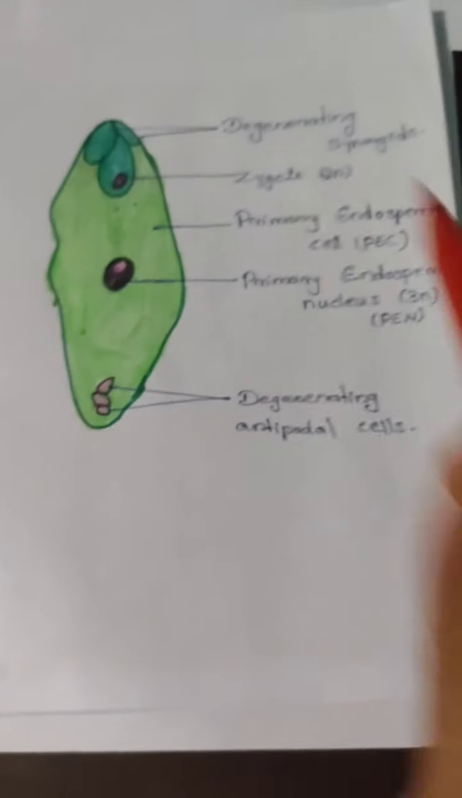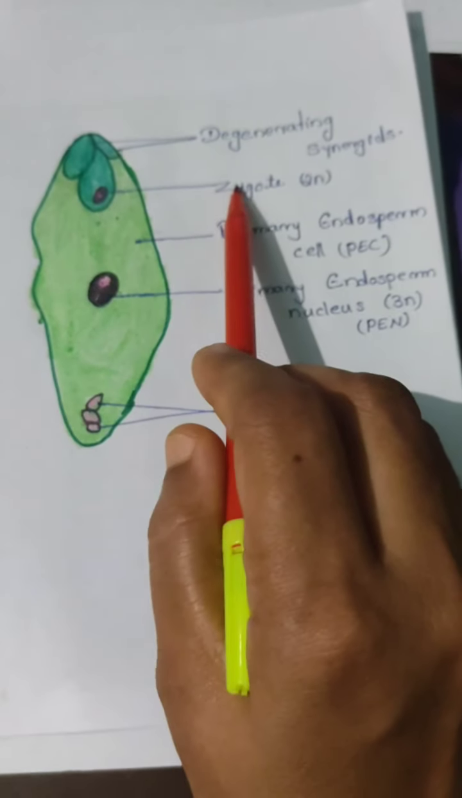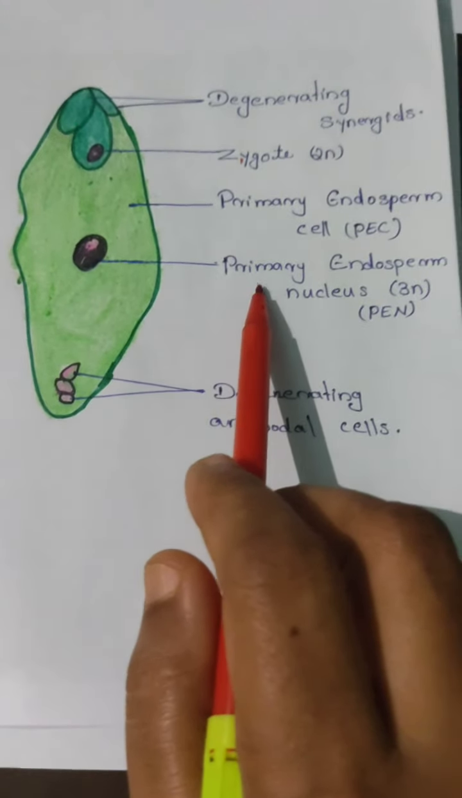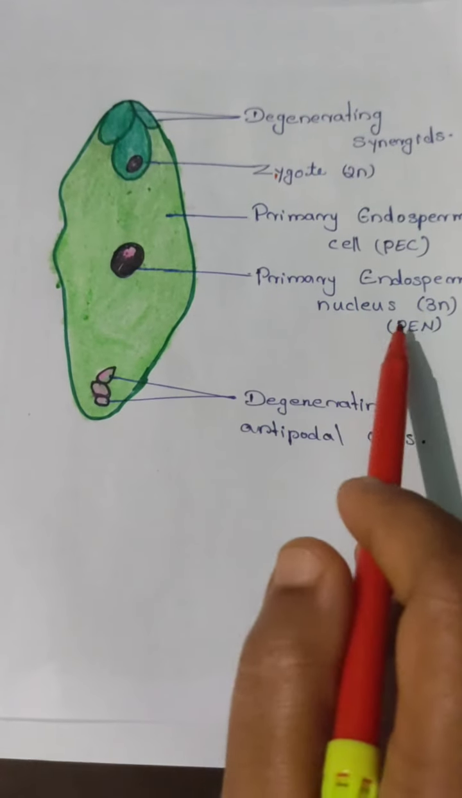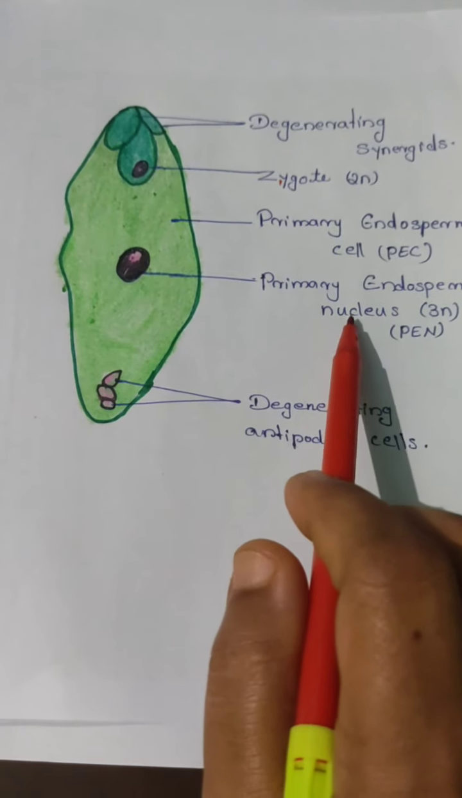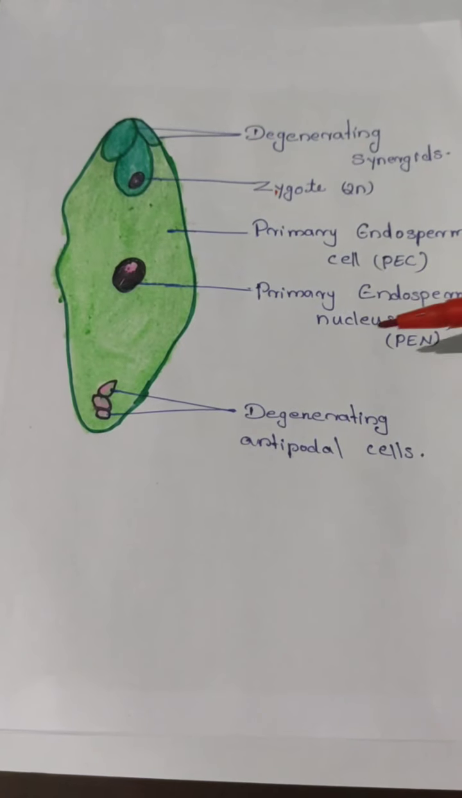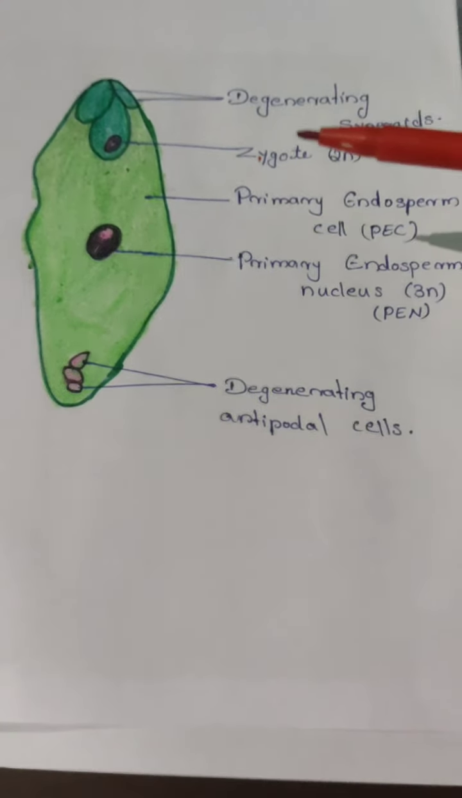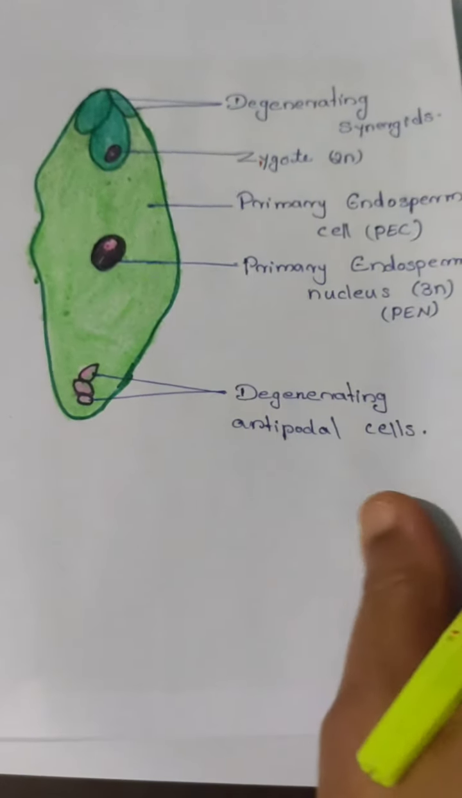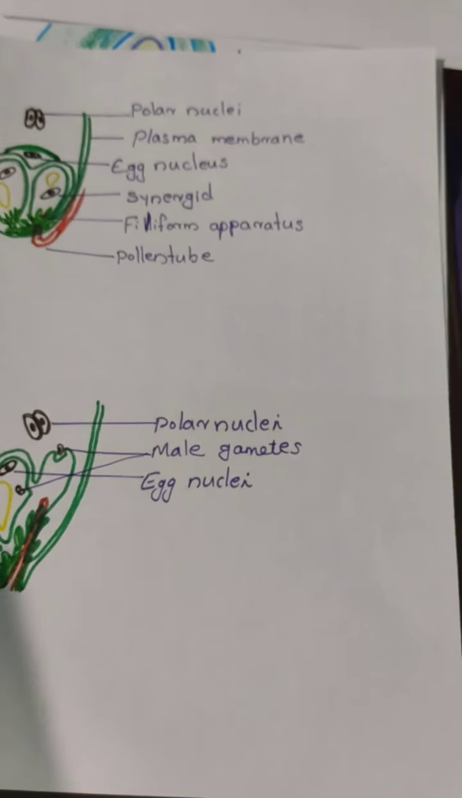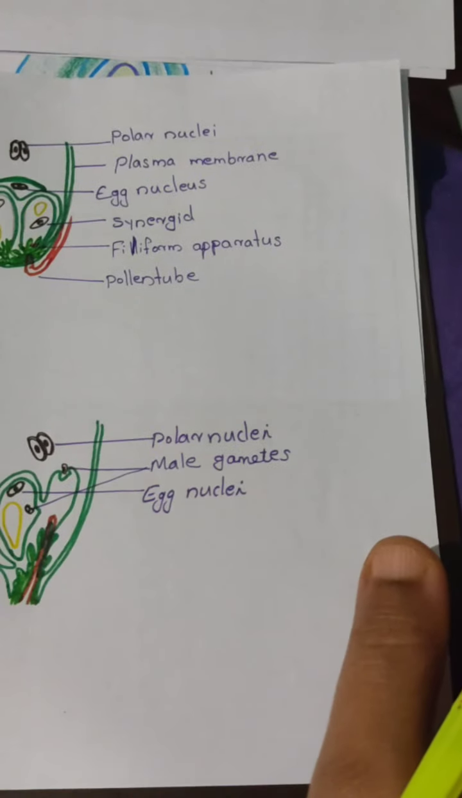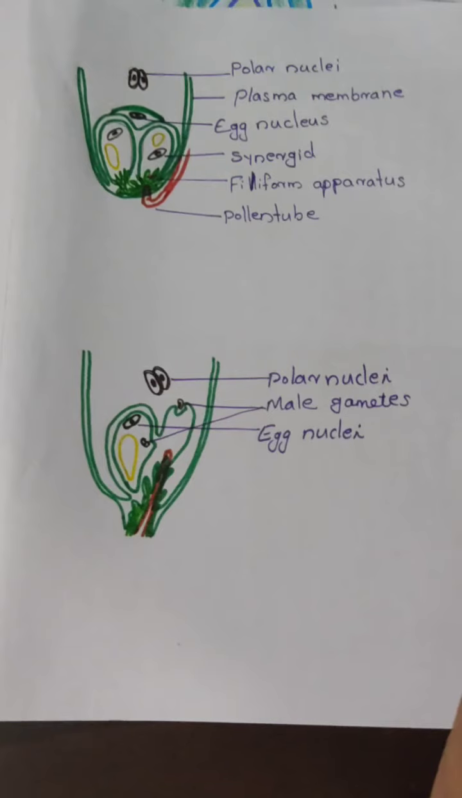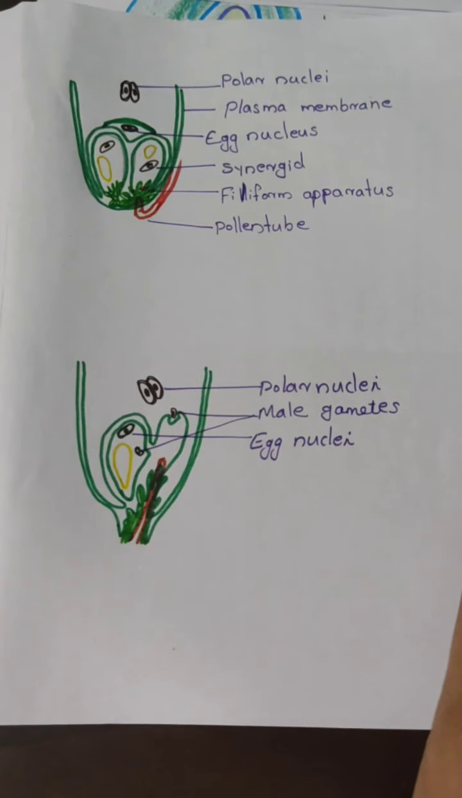Two types of fusion take place. The first one is zygote formation, that is syngamy, and the second one is primary endosperm nucleus (PEN) formation, that is triple fusion. When these two types of fusion, syngamy and triple fusion, take place in the same embryo sac, it is called double fertilization.